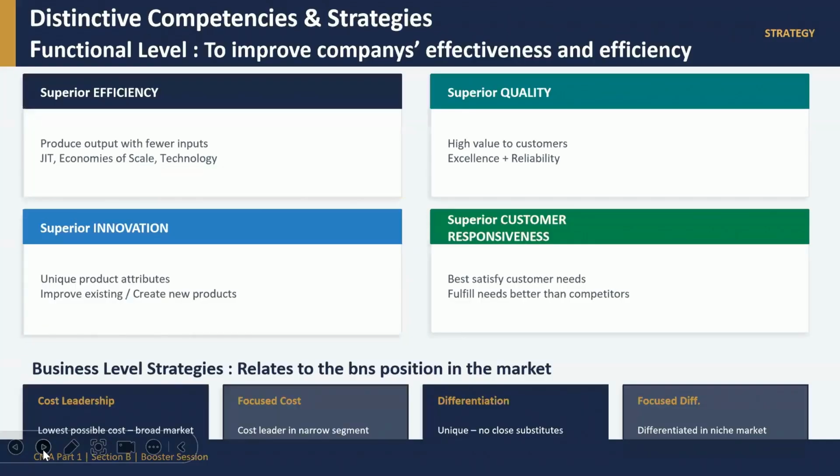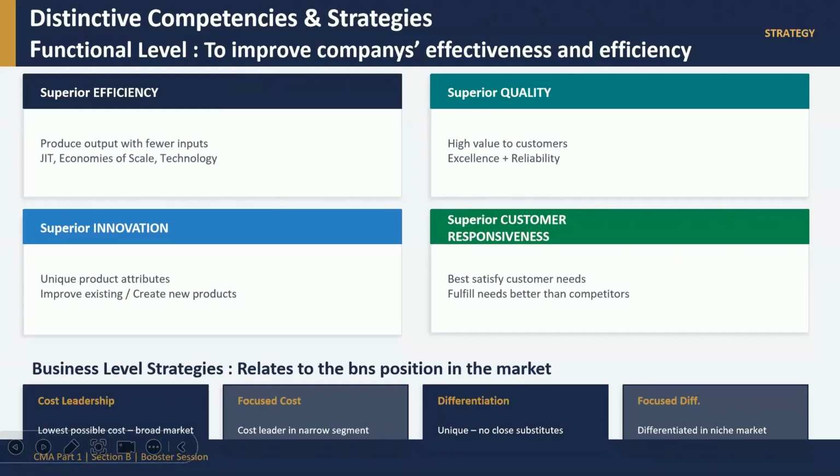So next up, we will be moving into our strategies: functional level, business level, and corporate level strategies. So this comes in planning our strategies. Okay. So now in the functional level strategy, we will have our four distinctive competencies. Functional level strategy means it is speaking about the core operations of the business. And in the core operations, we will have to focus on improving the company's effectiveness and efficiency of its operations.